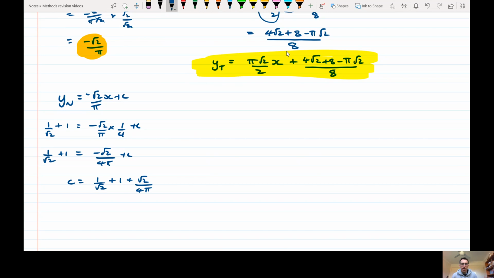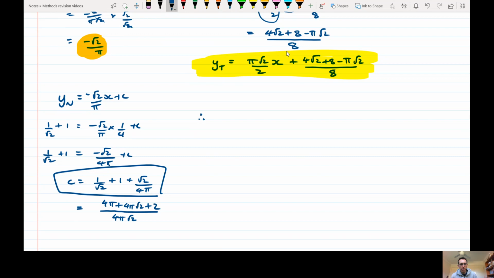Now there's really no hope for us here to try and get a nice common denominator. So you could just leave c like that. If you really want to, you can get a common denominator, which would be 4 pi root 2, which you get 4 pi there plus 4 pi root 2 there plus 2 would be there. But I think at this point that will be sufficient for your y-intercept.